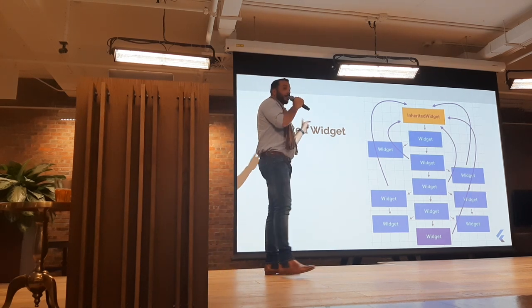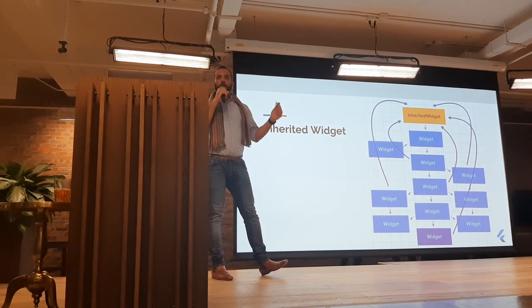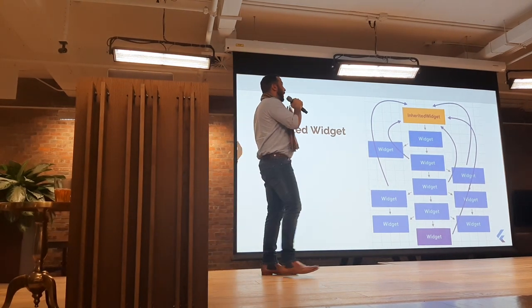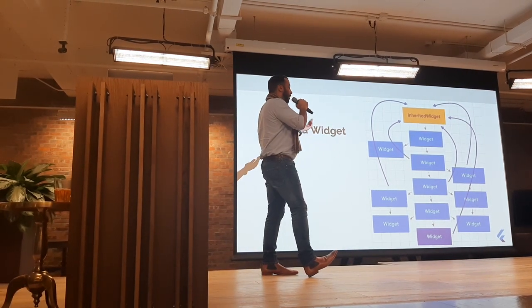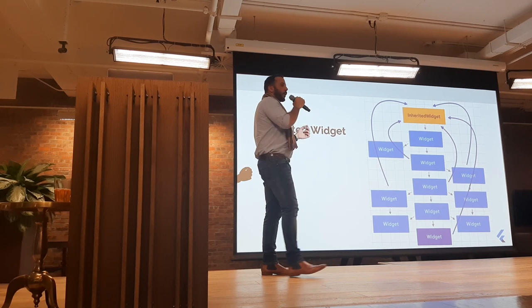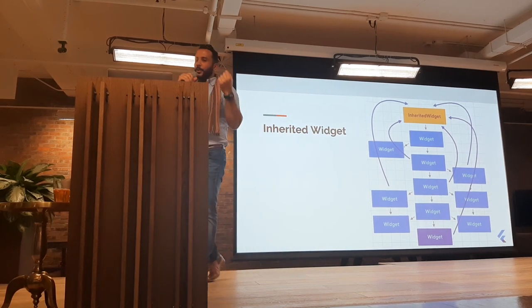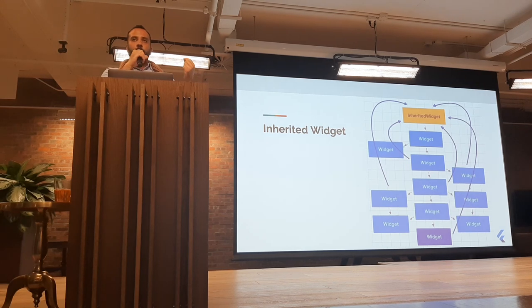But that's not all. What if the color changes? What if it becomes blue? Maybe you set it from a backend, or from another platform that you're accessing. We want that data to be updated and to notify all the listeners when that data changes. So you don't just want to have the ability to access it, you also want to be notified whenever that data changes, and that's when inherited widgets really shine.